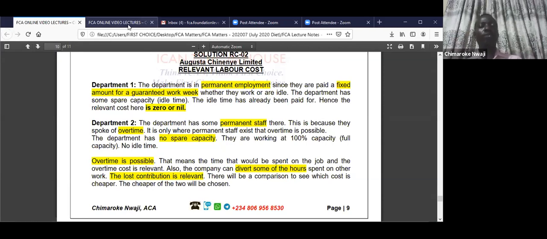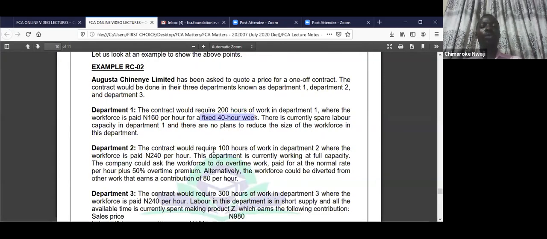Let's get to department 2. Department 2 will require 100 hours of work. Now, they say the workforce here is paid 240 naira per hour. That means this is the rate they pay the workers there. They now said this department is currently working at full capacity. So capacity is the language for permanent employment. There are also people employed permanently.